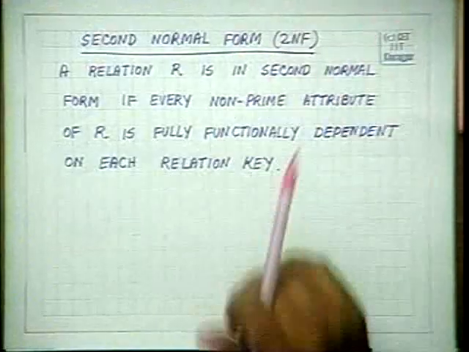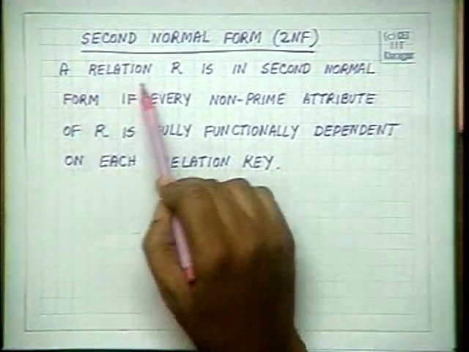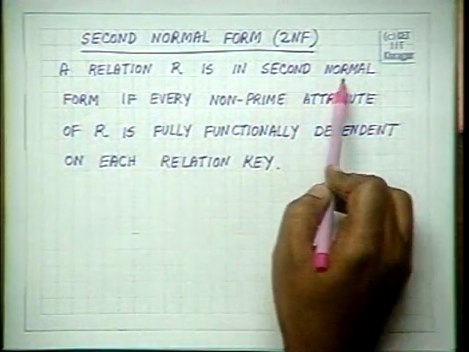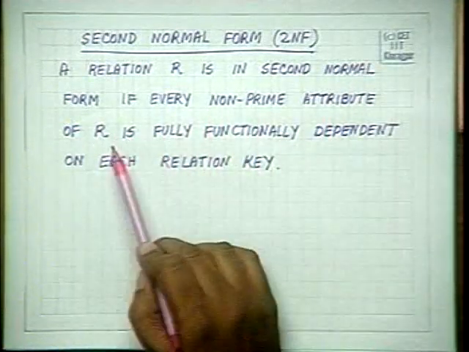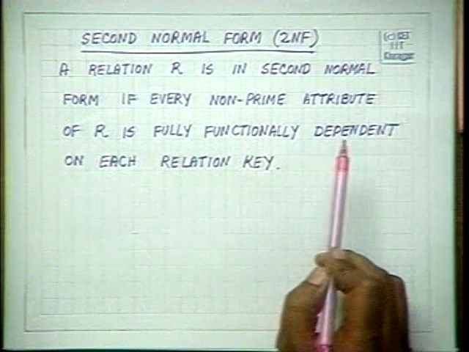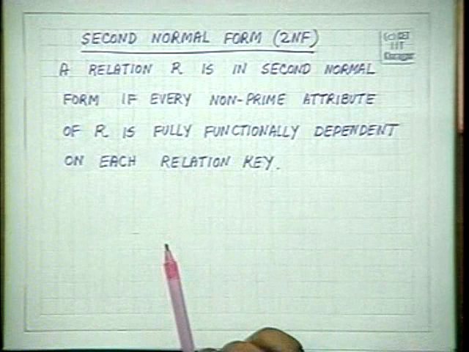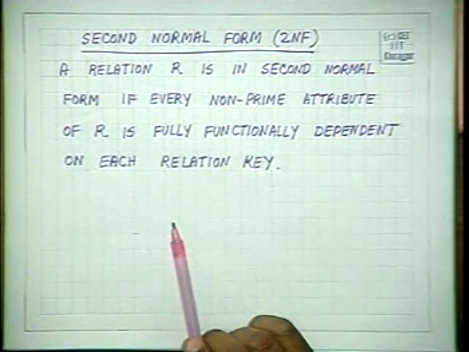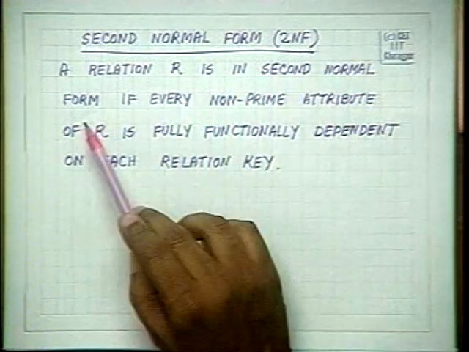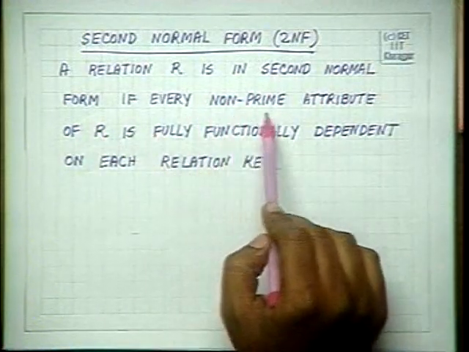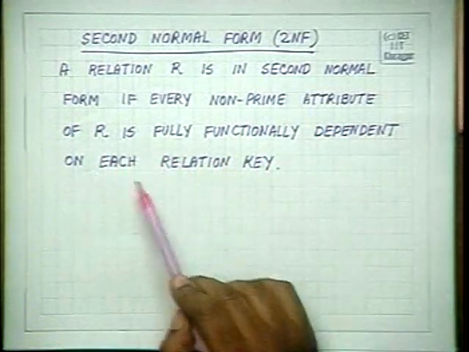The second normal form, or the 2NF form. A relation R is in the second normal form if every non-prime attribute of R is fully functionally dependent on each relation key. We will see what this is because there are several terms here.